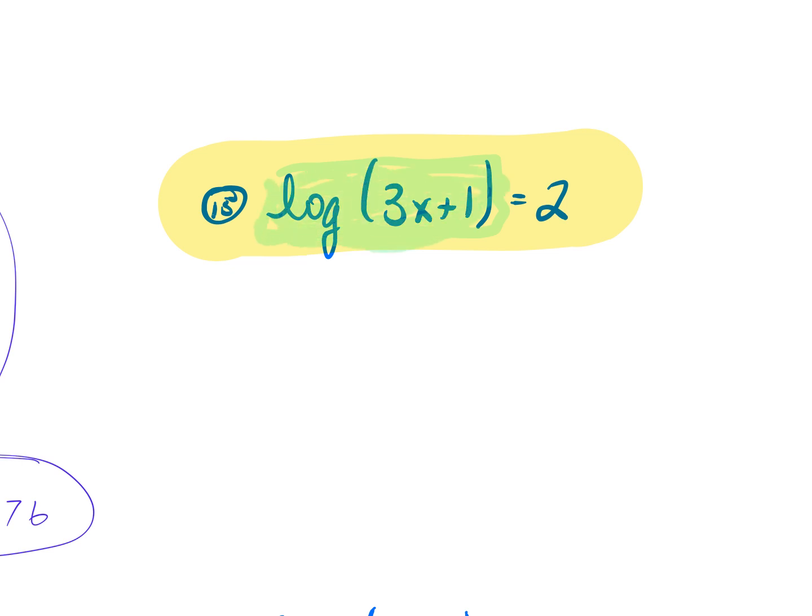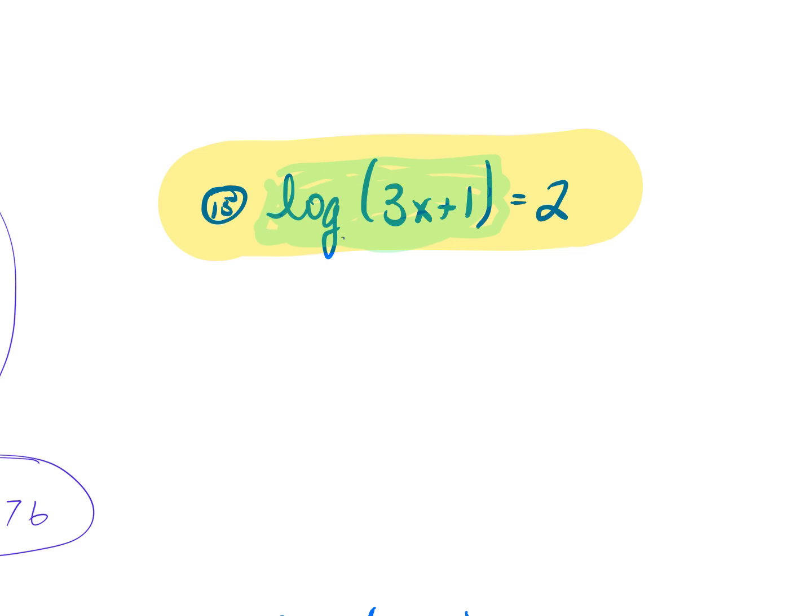Is there anything being added, subtracted, multiplied, or divided to this log? No. I have parentheses inside, but there's nothing that I can undo. So now I think, okay, it's a log function. What's the opposite of log, guys? Exponential. Very good. But I don't see a little number that's going to help me figure out what the big base is.